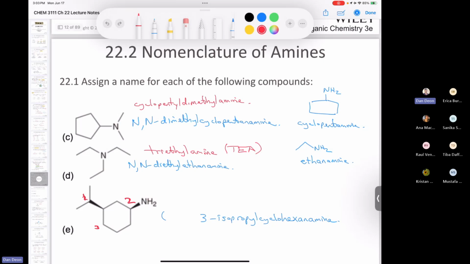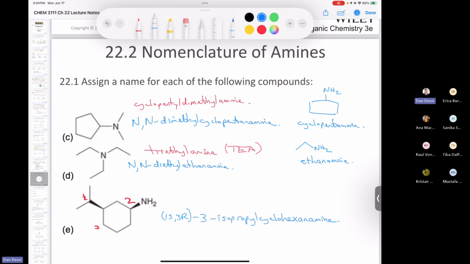Okay, so what did I say? A 1S? Yeah, so it's a 1S, 3R compound. 1S, not 2R, 3R, Mr. Dion. There we go. All right, so 1S, 3R, 3-isopropylcyclohexanamine. There you go, my friends. Now you know how to name an amine.